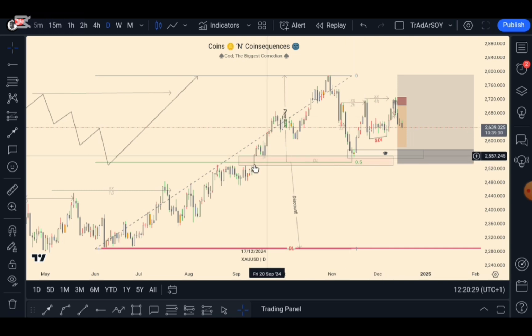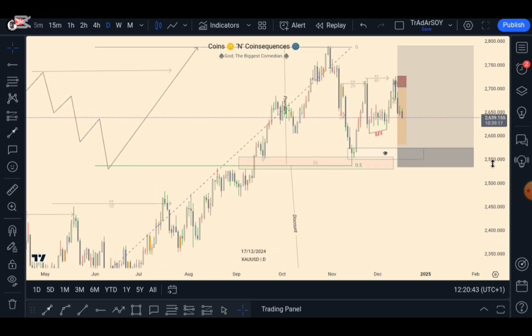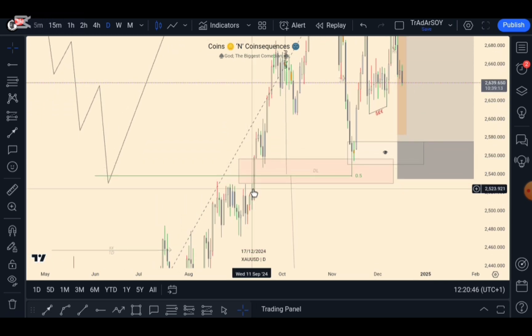So I looked for the POI, the possible entry model POI at the equilibrium zone, which is this FVG. This FVG at the equilibrium, and we have a liquidity point here, liquidity week, liquidity zone, inducement, whatever you want to call it. It is what it is. So we have our FVG here, then the liquidity zone here, the liquidity point here, this pullback.